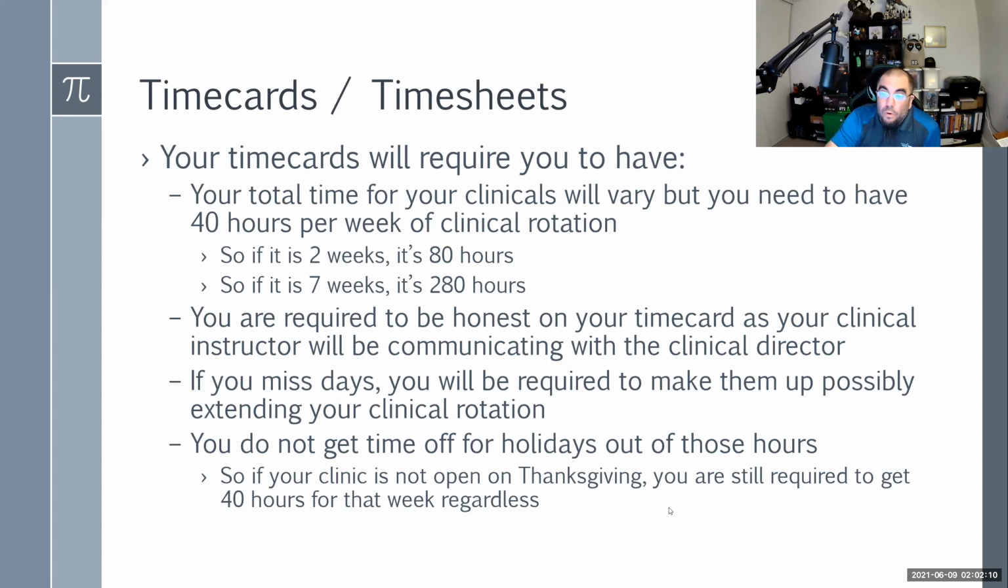If you are short, you will need to make up those hours. If you miss a day, which you are not allowed to do, you must make those up. You do not even get time off for holidays out of those hours. So if your clinic's not open on Thanksgiving, you're still required to get 40 hours for that week. That's not our rule. That's Department of Education rule. We cannot get around that.